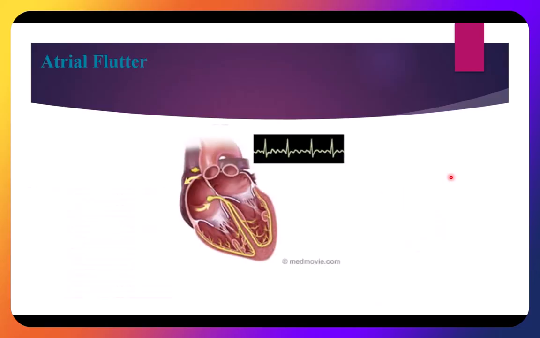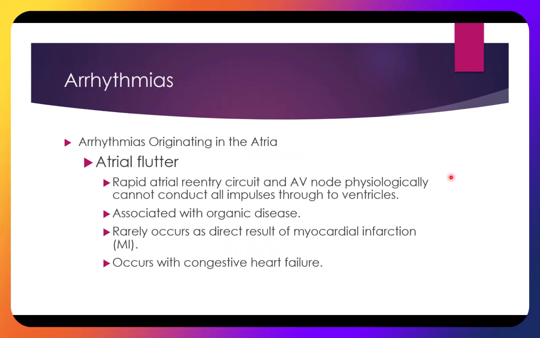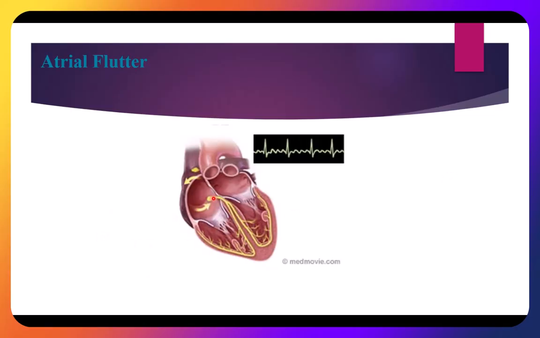Next rhythm we're going to look at is called atrial flutter. Basically what is happening with atrial flutter is that you have a site that is discharging really, really fast in the atria, and it is not conducting all of those impulses to the ventricles. Let me go back here and show you. So we have a site somewhere up here in the atria. Could be in the right atria, could be in the left atria.